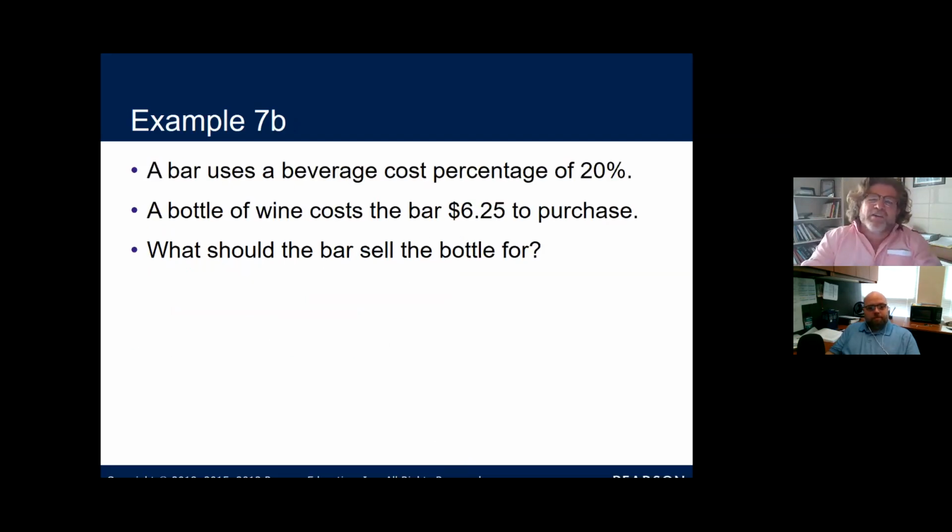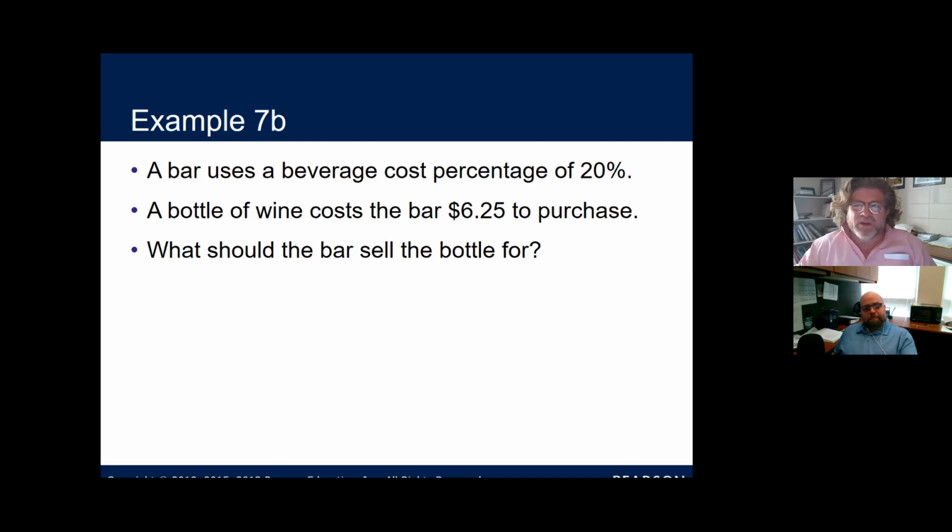Let's say that I have a beverage cost that I want to aim for of 20%, and I have a bottle of wine that costs $6.25 to purchase. So how much should I sell that bottle for? Well, I believe we talked about this last week, Dr. Robertson, that you want to typically price the bottle of wine so that one portion is the cost of the bottle. Correct. Because you get about 5 pours out of a bottle, so 20% is a pretty standard thing here.